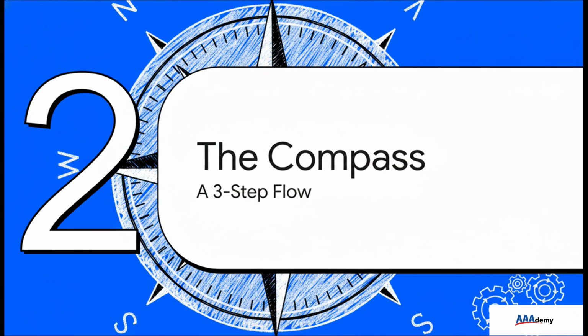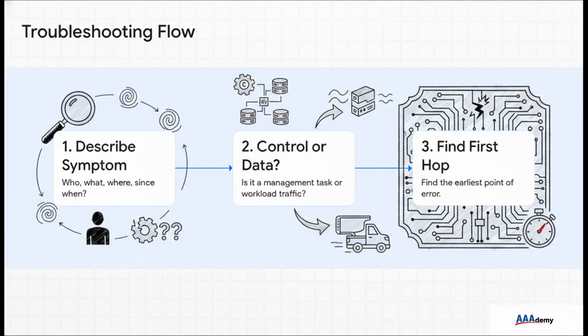All right, so we have our map. We know what territory we're in. Now we need a compass, a totally dependable, repeatable process to find our way through it. And it's a really simple 3-step flow. First, describe the symptom with precision. I don't mean just "it's broken." I mean, who is affected? What are they seeing? Where is it happening? And since when?